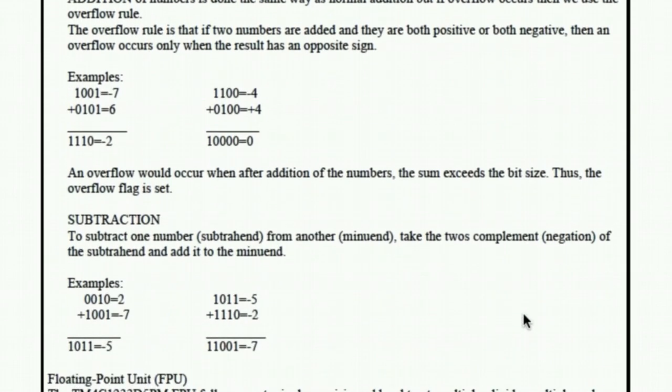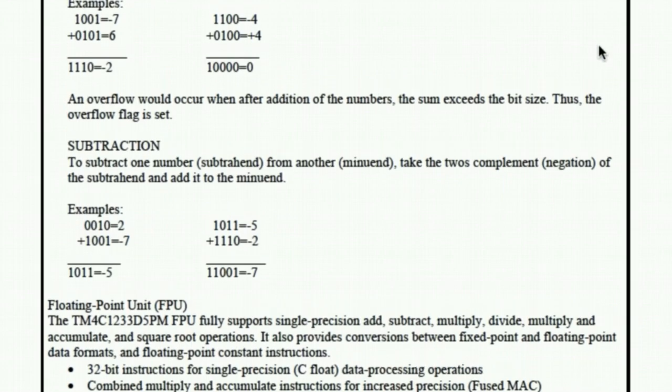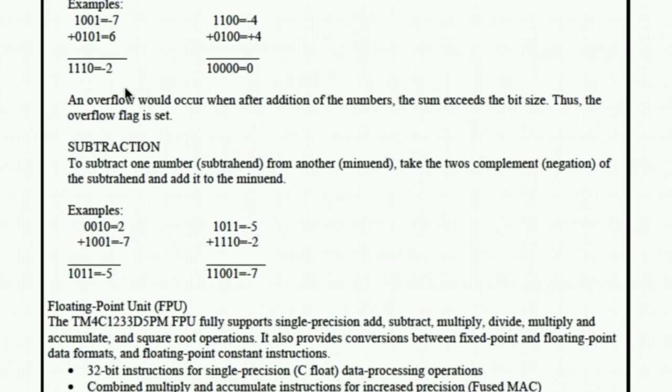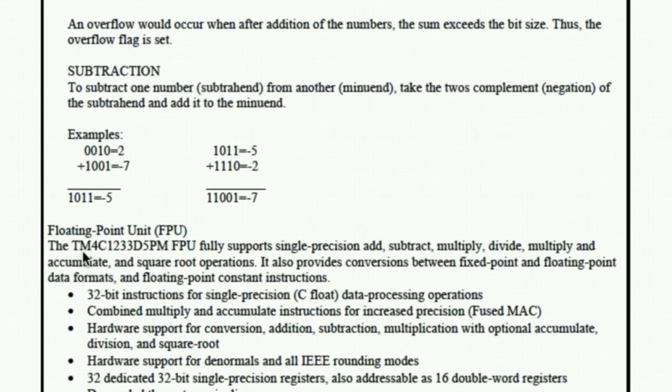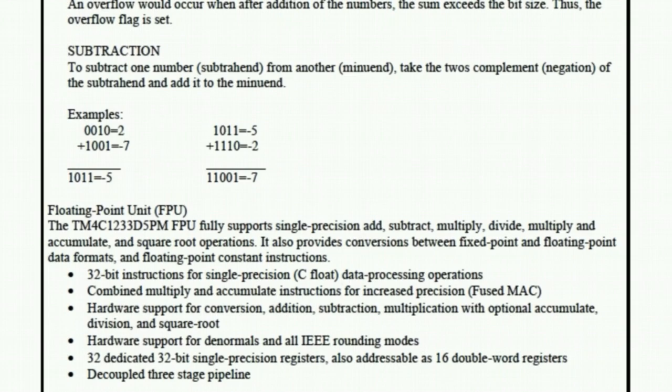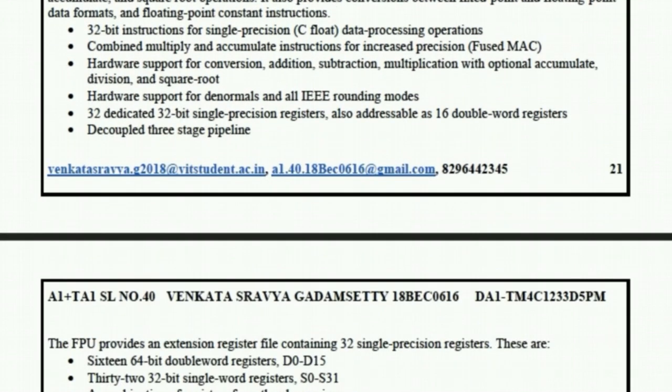Okay, now let us look at the type of arithmetic that is used. We have 2 types, signed and unsigned. Addition occurs like this, and when an overflow occurs and the sum exceeds the bit size, then as I said before, we have an overflow flag that is set. The same thing with subtraction. Now the microcontroller TM4C123GH6PM supports single precision add, subtract, multiply, divide, accumulate, and square root operations as well. So we have 32-bit instructions for single precision, and it has a decoupled 3-stage pipeline. We will look at what that means later on in the video.